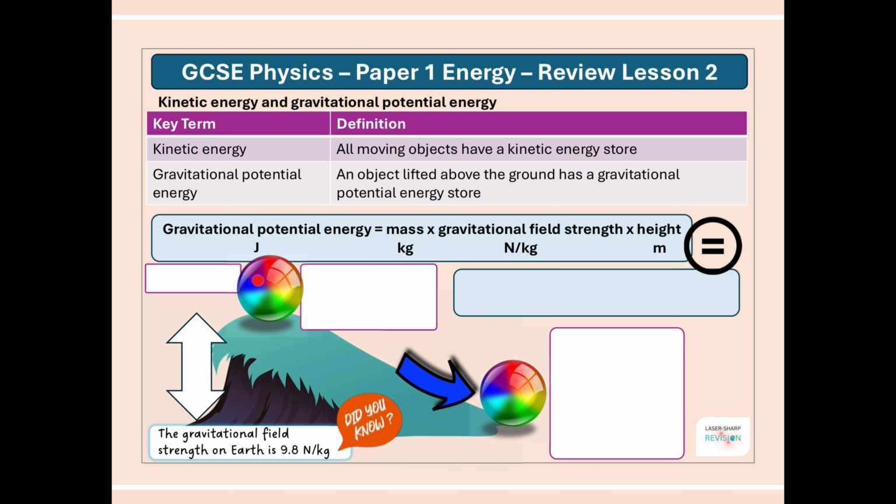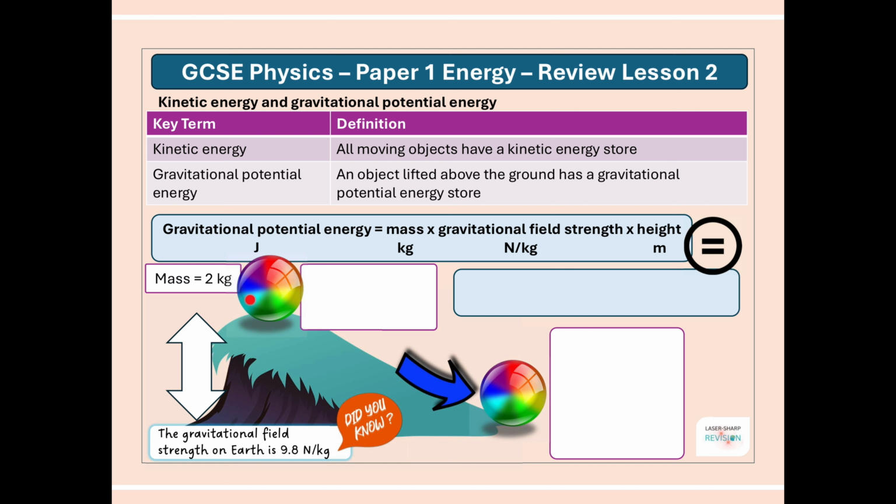We're now going to focus on this ball moving from the top of a hill down to the bottom of the hill. But first, let's just remind ourselves of the equation for gravitational potential energy. It's mass, so how much mass the ball has in kilograms, multiplied by the gravitational field strength, so on Earth that's 9.8, multiplied by how high it is above the ground. And of course, gravitational potential energy is energy, so it's measured in joules.